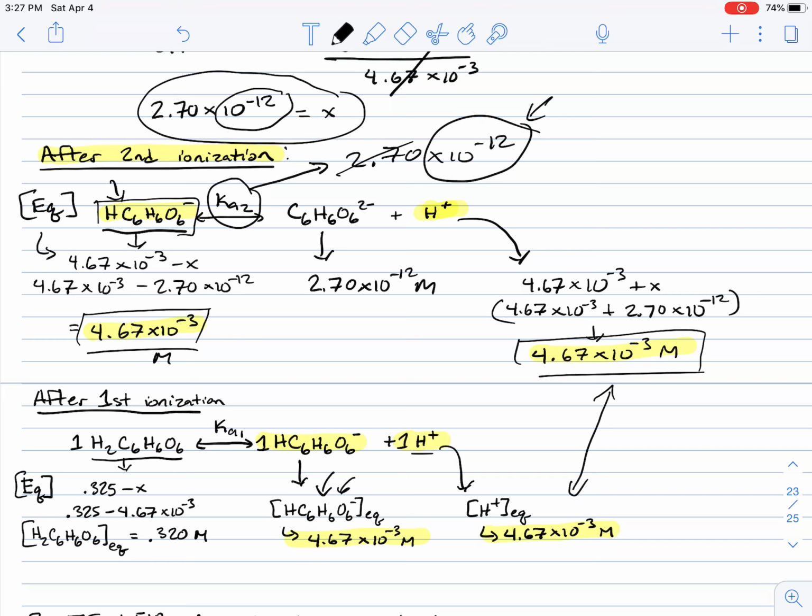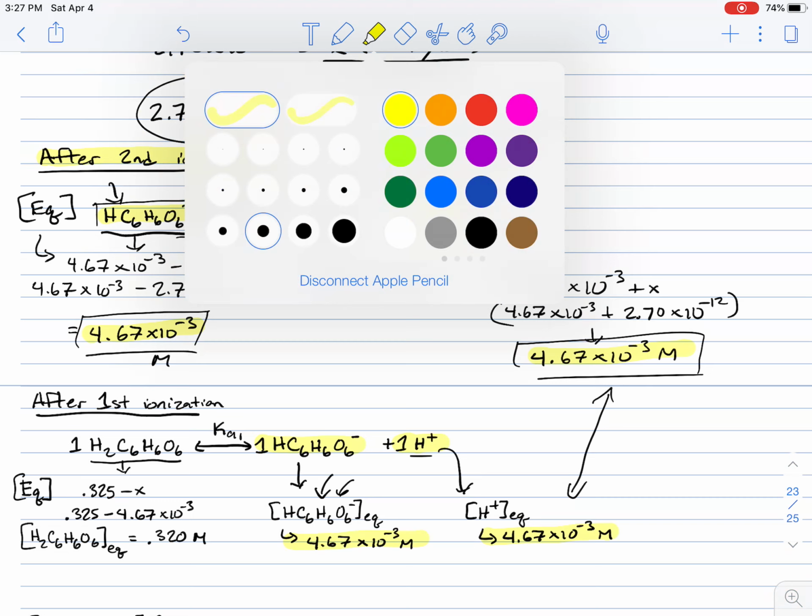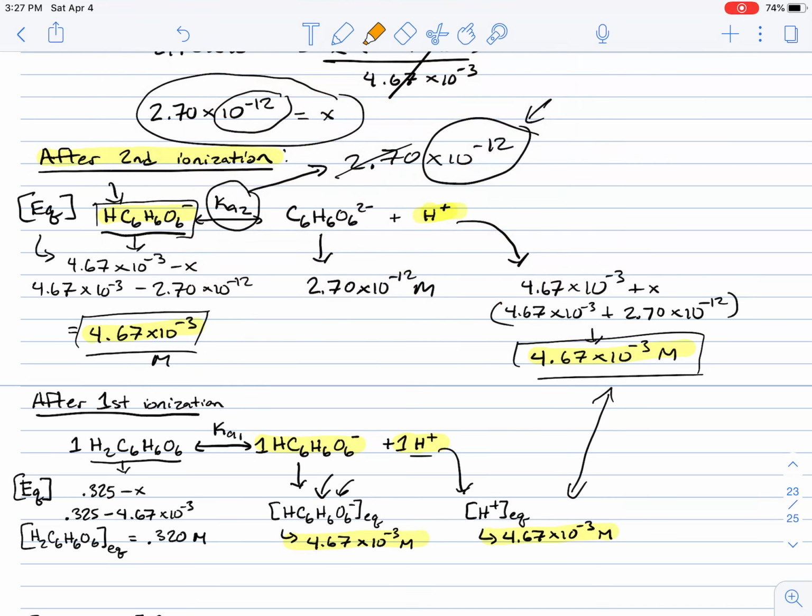And so the only thing that's a little bit different is the equilibrium concentration of this anion, ascorbate. But if you look at the value, it's 2.70 times 10 to the negative 12. That's actually equal to Ka2. So let me erase this slash. That's equal to Ka2. Okay.